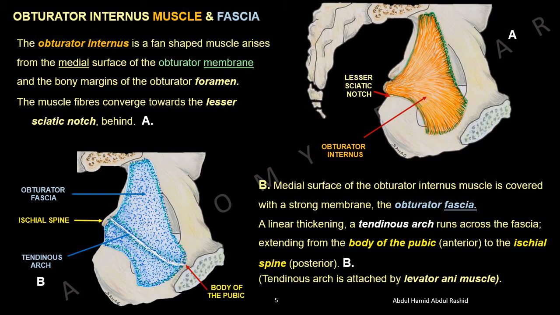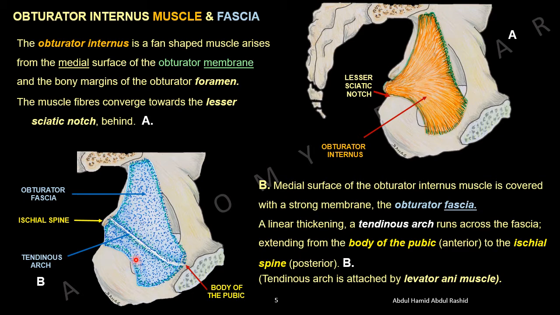Obturator internus muscle and obturator fascia. The obturator internus is a fan-shaped muscle that arises from the medial surface of the obturator membrane and the bony margins of the obturator foramen. This is the obturator internus. The muscle fibers converge towards the lesser sciatic notch behind. The medial surface of the obturator internus muscle is covered with a strong membrane, the obturator fascia. This is the obturator fascia.